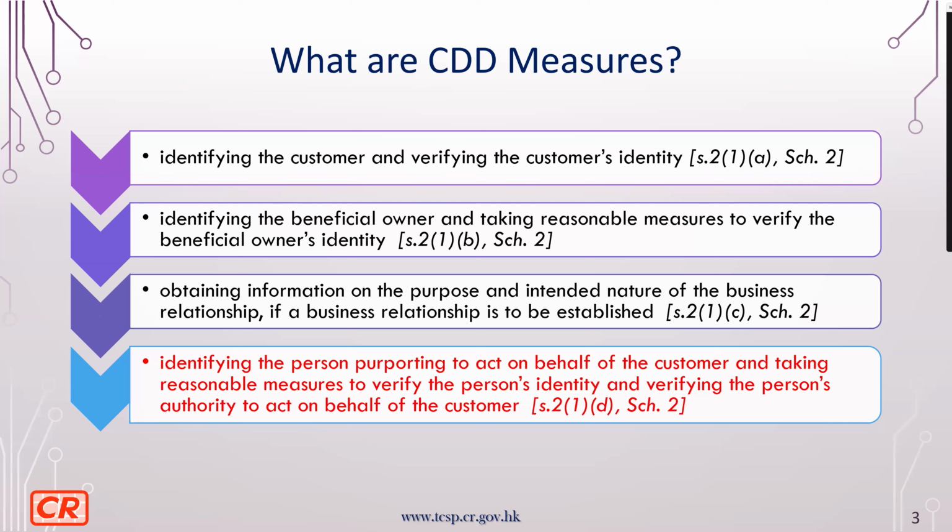So let's go back to the third CDD measure that is applicable to a TCSP licensee. The TCSP licensee should obtain the information on the purpose and also the intended nature of the business relationship. And fourthly, he also must identify the person purporting to act on behalf of a customer and take reasonable measures to verify the person's identity and verify the person's authority to act on behalf of that customer. For more details of the CDD measures, you may refer to paragraph 5.2 to 5.3 of the AML guideline.